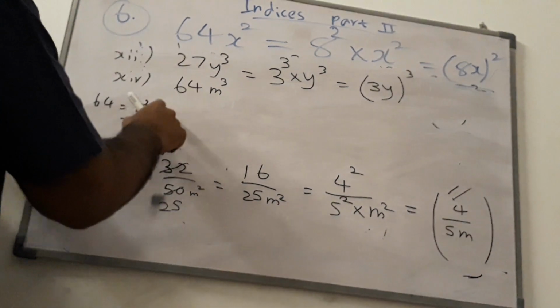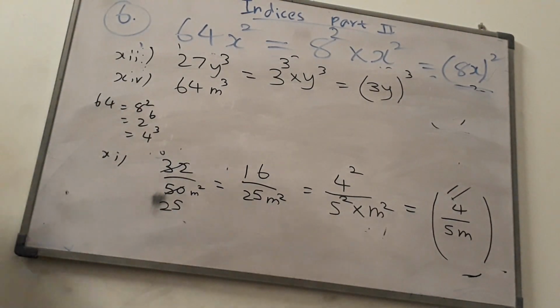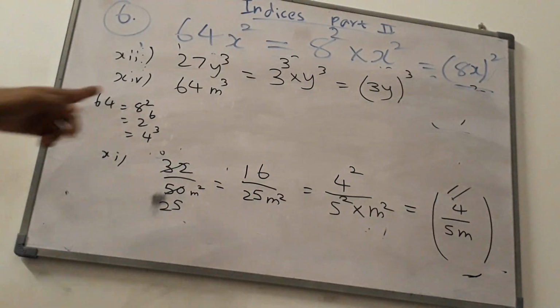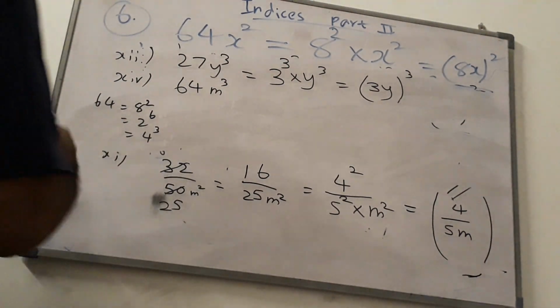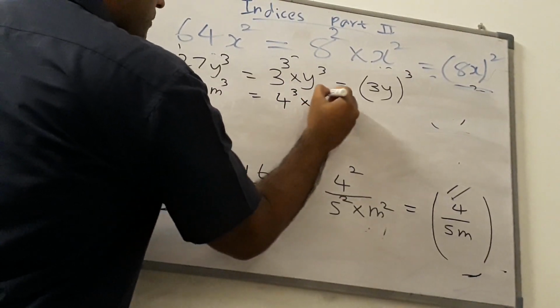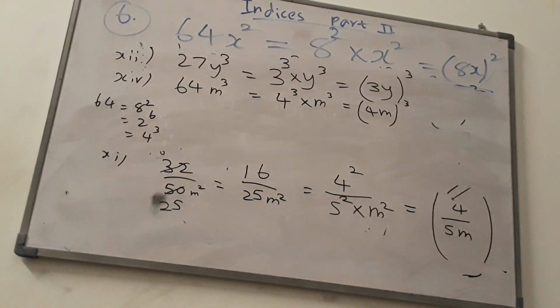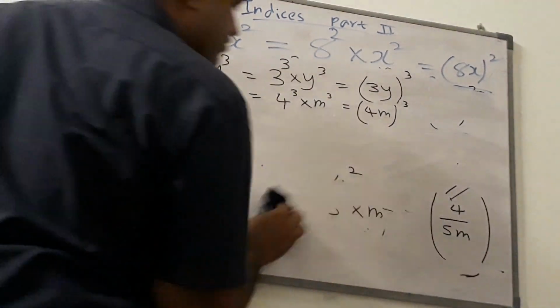So instead of 8 squared or 2 to the power 6, it's better we take 4 to the power 3. Why? Because the index of m is also 3. So we have to take 4 to the power 3, as 3 is also the index of m. So I am going to write 64m cubed as 4 to the power 3 times m to the power 3, where index 3 is common to both 4 and m. Next, I think this is the final sum of the 6th question.